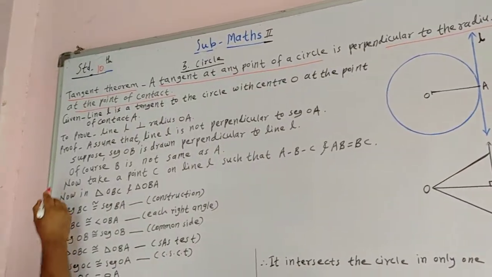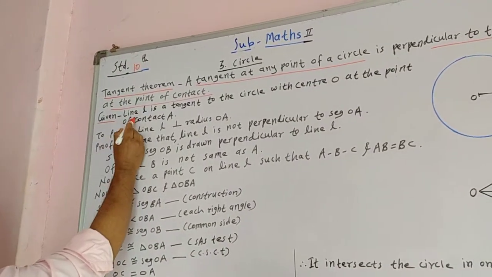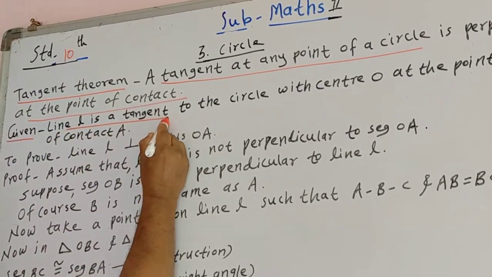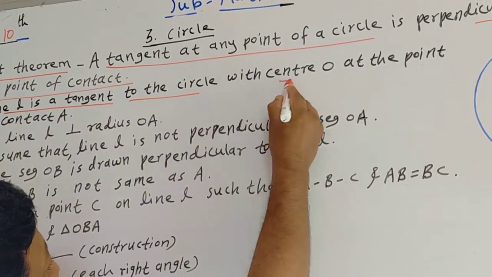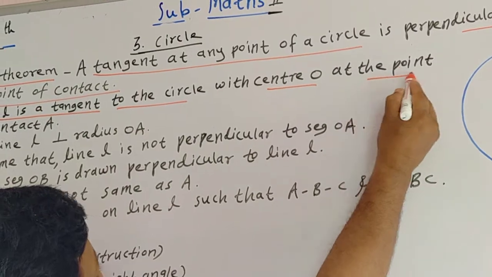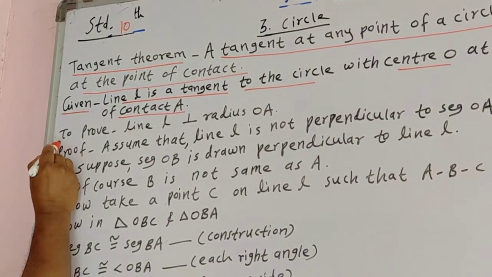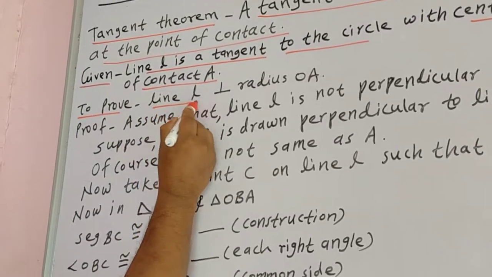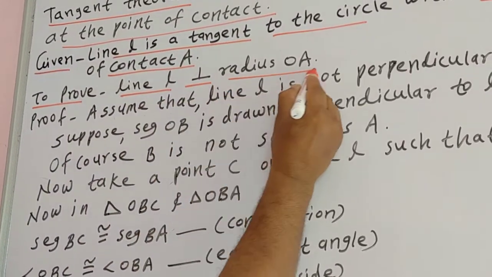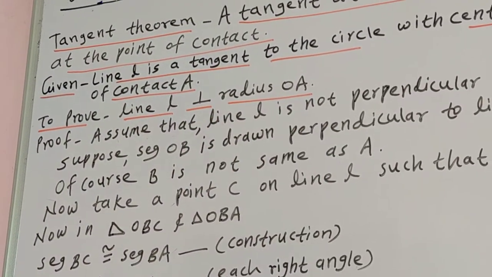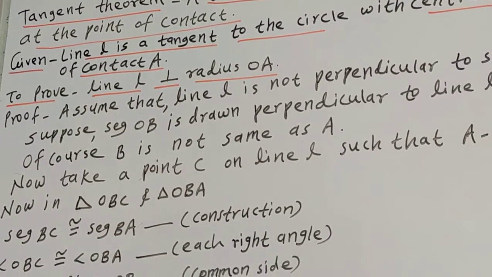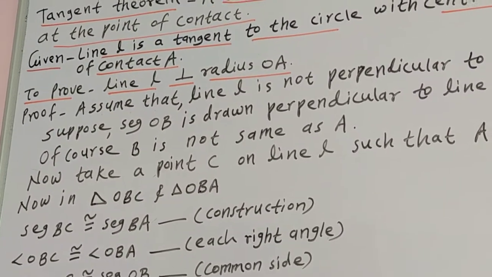Now from this figure we will write the given. Line L is a tangent to the circle with center O at the point of contact A. Now we have to prove that this line L is perpendicular to radius OA. So, prove that the tangent is perpendicular to the radius. Now, proof.